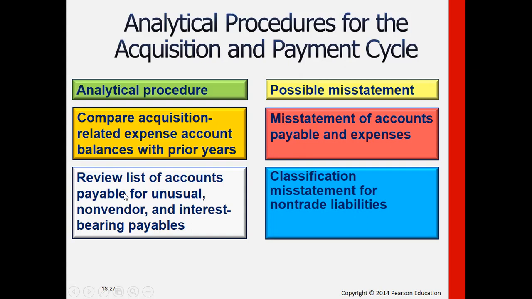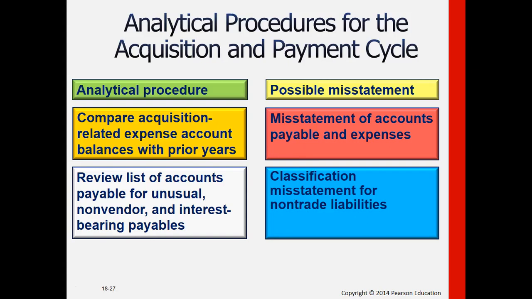Then what about reviewing the list of accounts payable for unusual, non-vendor, and interest-bearing payables? So there are liabilities, like accounts payable, arising from oral or verbal promises to pay, for payables which are not usual, so not done on the trade, not involving any vendor, and they're interest bearing. So what could be the misstatement? A classification misstatement for non-trade liabilities?